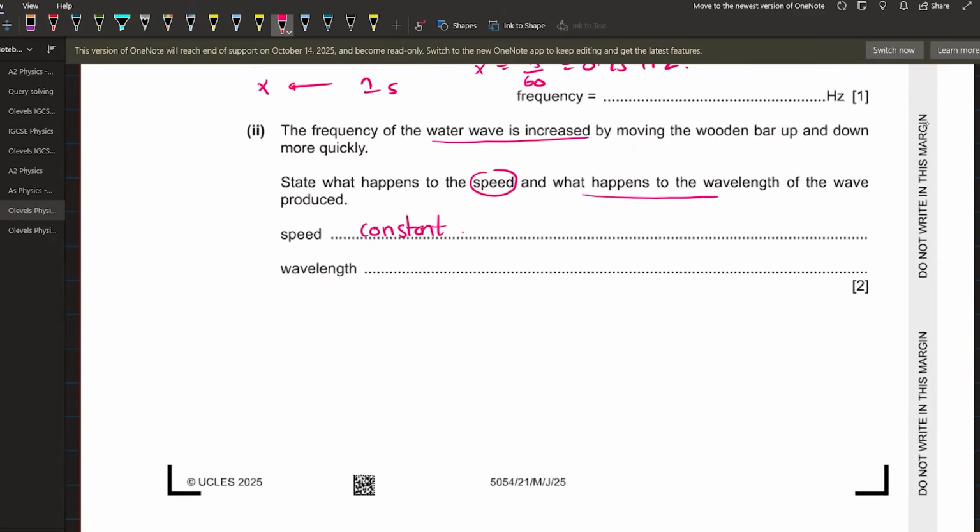Let's see. V is equals to f lambda. Frequency को नीचे ले आओ. V over f is equals to lambda. Velocity क्या है? Constant. You can replace it with a direct proportionality sign. Now, if your frequency is increased, अगर आपकी frequency increase हो रही है बच्चे, wavelength क्या होगी? Reduce या decrease. Simple as that, nothing complicated here.